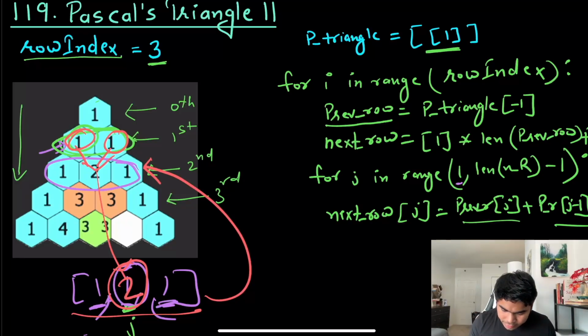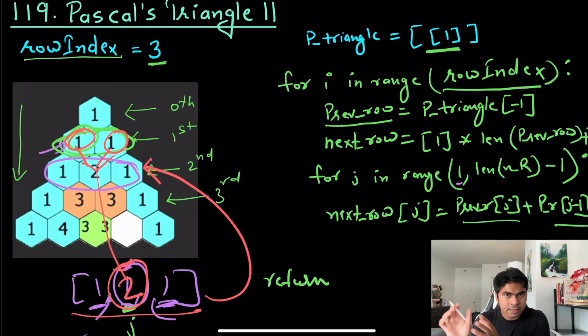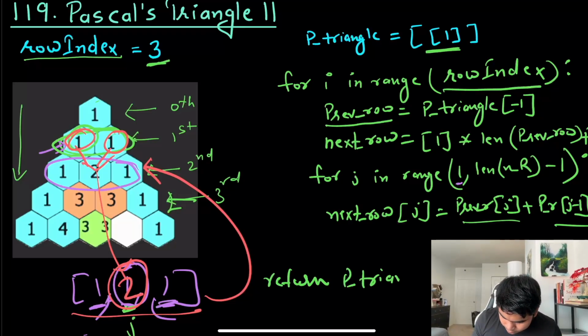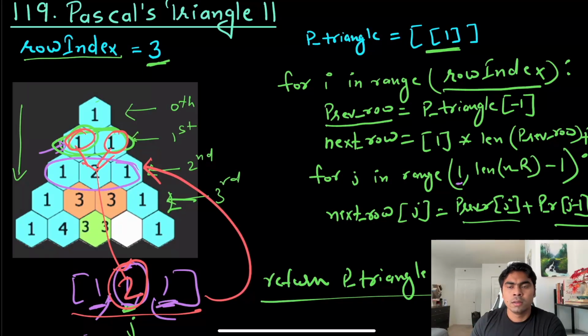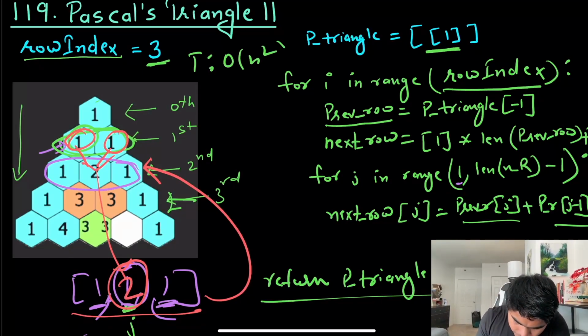All right. And then in the end, once you are done processing row index number of rows, you will return the last index value. So the third index, which will be this right here. So in your Pascal's triangle, you will return this row index. That's it.